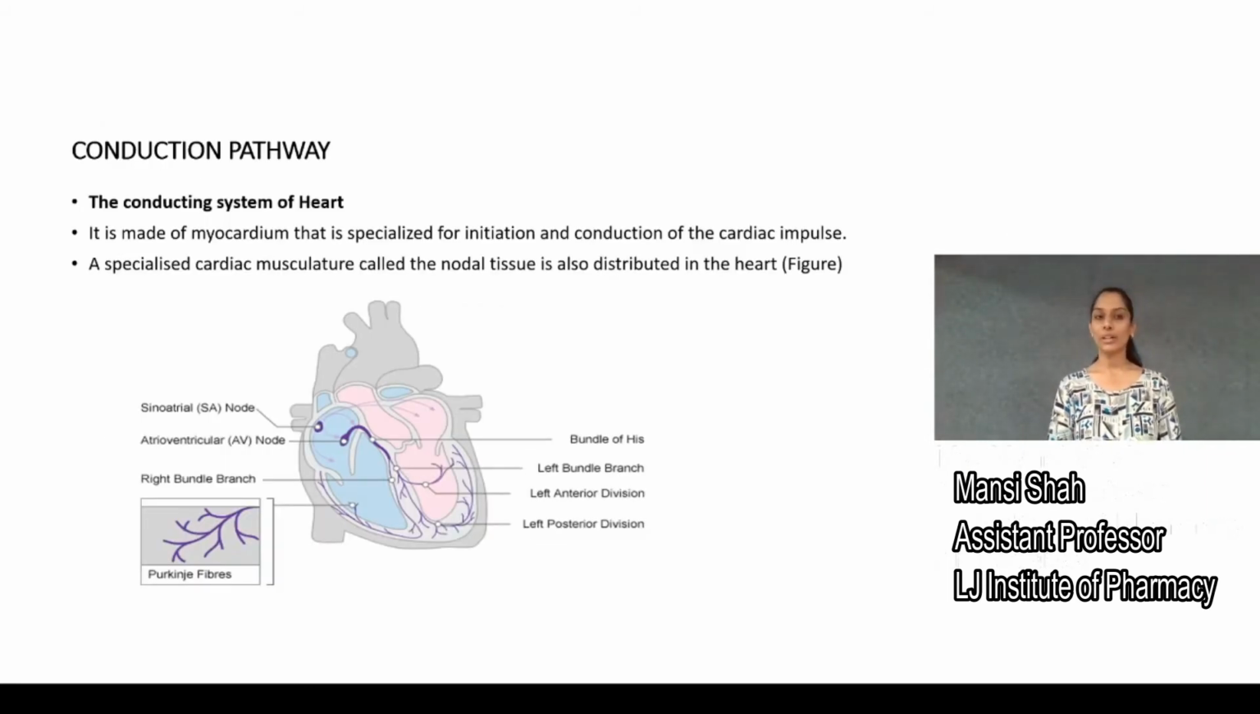The conduction pathway of the heart, that is the conduction system of the heart, is made up of myocardium, which is specialized for initiation and conduction of cardiac impulse. A specialized cardiac musculature called nodal tissue is also distributed in the heart. You can see in the figure the conduction pathway, that is through the SA node, AV node, bundle of His, and Purkinje fibers.